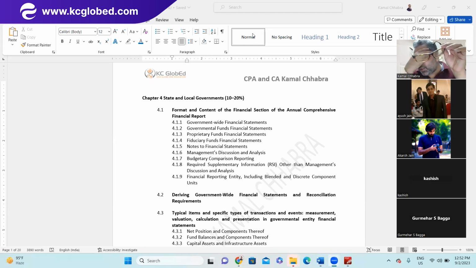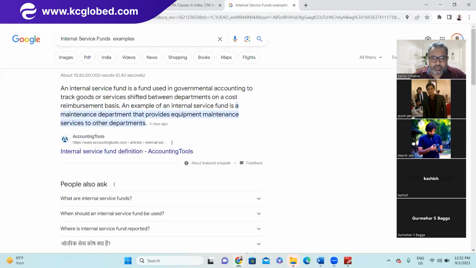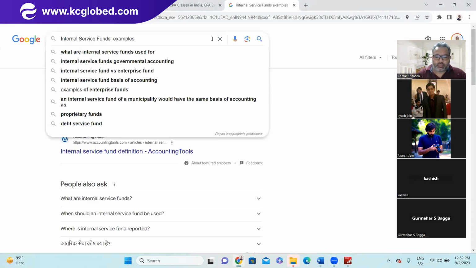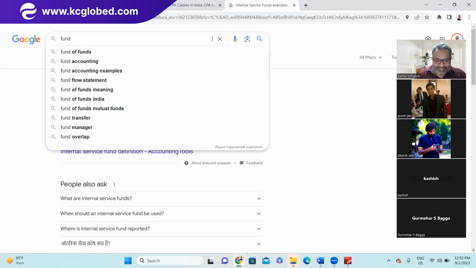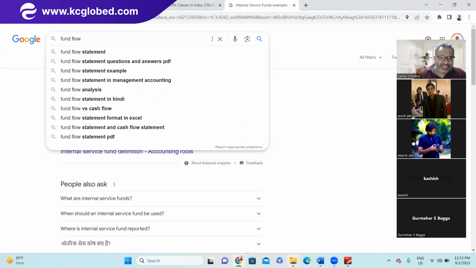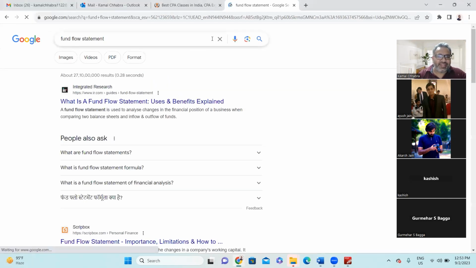Any of you, by any chance, have any idea what is a fund flow statement? Just a wild idea, I don't know. I can't remember, but for the fund flow statement, just type it, it will show up. So what is a fund flow statement?